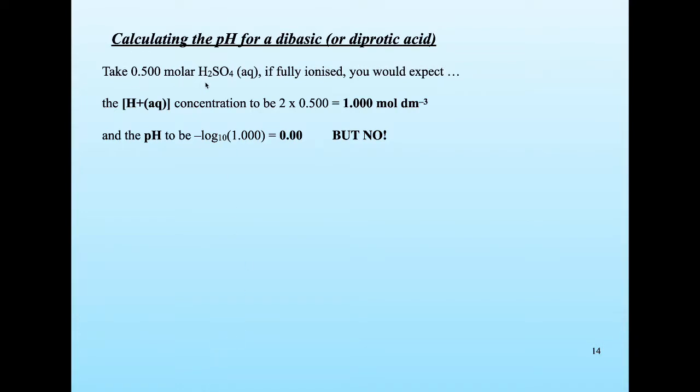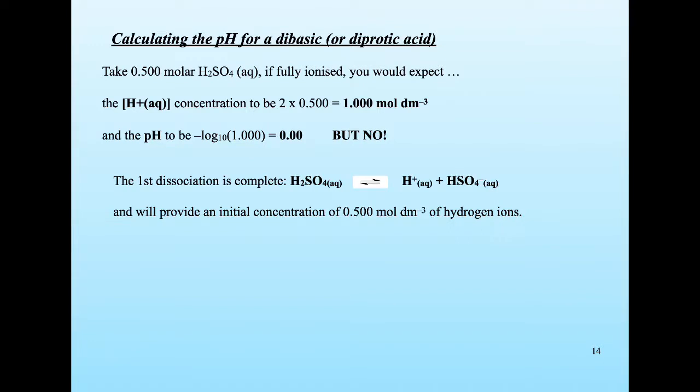0.5 molar sulfuric acid. If it were fully ionized, in this hypothetical case, you would expect the hydrogen ion concentration to be 2 times 0.5, because it's 0.5 molar, so you've got 2 moles of hydrogen ions per mole of sulfuric acid. So you'd expect the concentration of hydrogen ions to be 1. So the pH, you do your little logarithm, and the pH should be 0, but it's not. So let's have a look at the calculations involved.